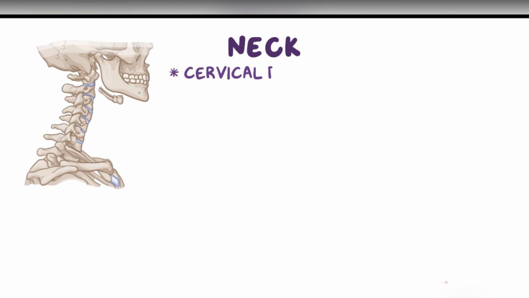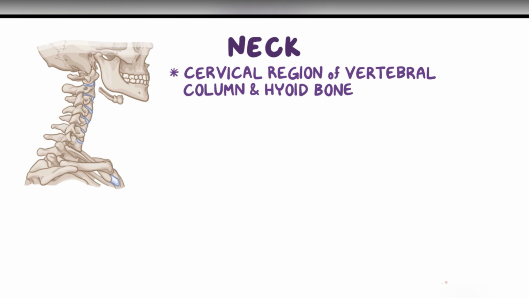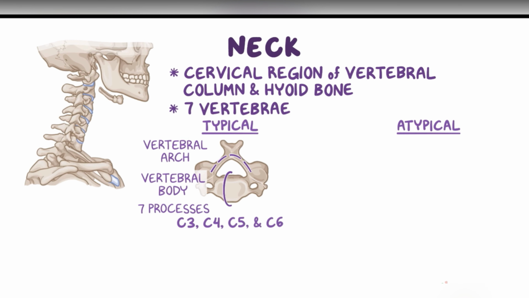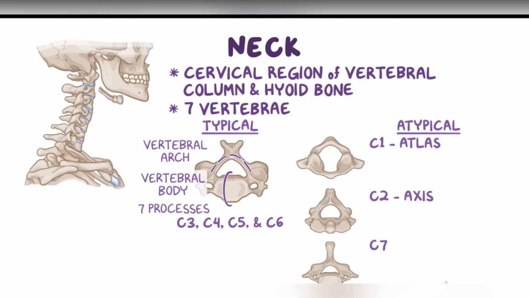Alright, as a quick recap, the skeleton of the neck is formed by the cervical region of the vertebral column and the hyoid bone. The cervical column has 7 vertebrae, which are both typical and atypical. A typical vertebra has a vertebral body, a vertebral arch, and 7 processes, and are represented by 4 of the cervical vertebrae, C3, C4, C5, and C6. An atypical vertebra has some unique characteristics that help differentiate it from a typical vertebra, and the cervical column has 3 of these vertebrae, C1 or atlas, C2 or axis, and C7.